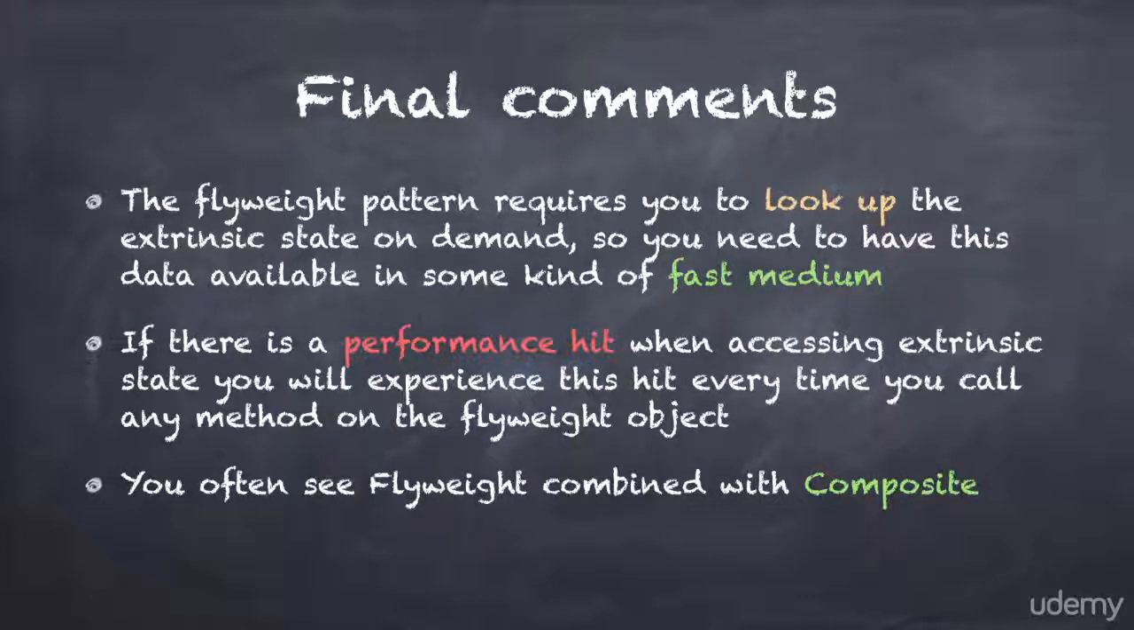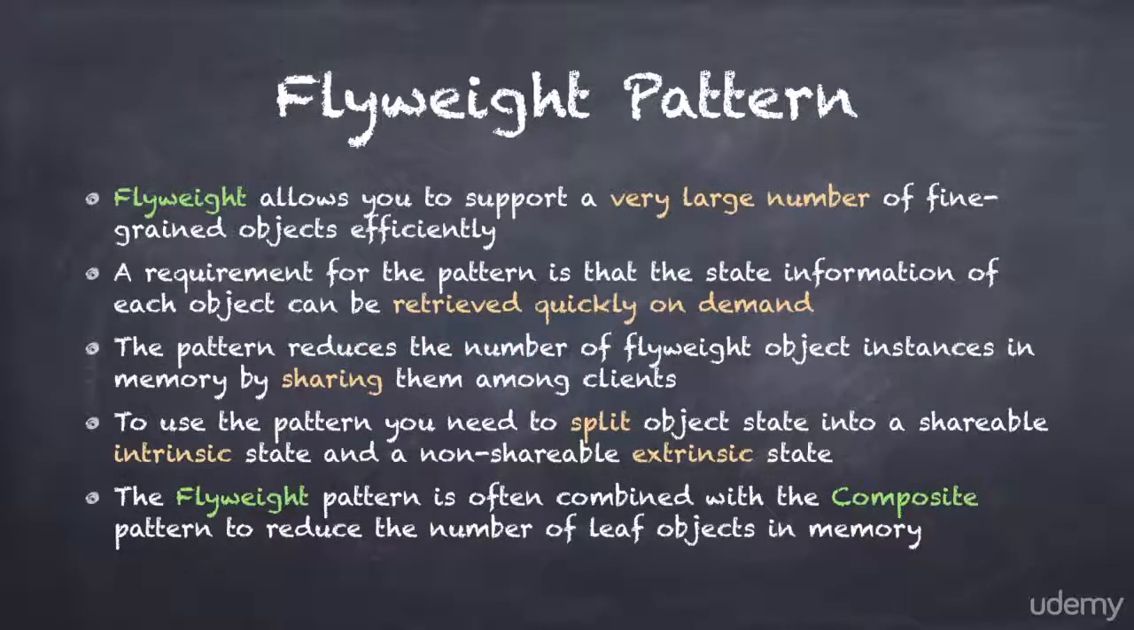Okay, let me conclude by summarizing what we have learned in this lecture. The flyweight pattern allows you to support a very large number of fine-grained objects efficiently. A requirement for the pattern is that the state information of each object can be retrieved quickly on demand. The pattern reduces the number of flyweight object instances in memory by sharing them among clients. To use the pattern, you need to split object states into a shareable intrinsic state and a non-shareable extrinsic state. The flyweight pattern is often combined with the composite pattern to reduce the number of leaf object instances in memory.